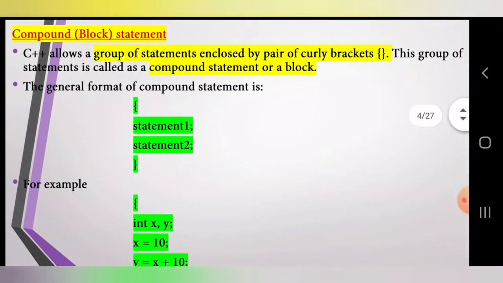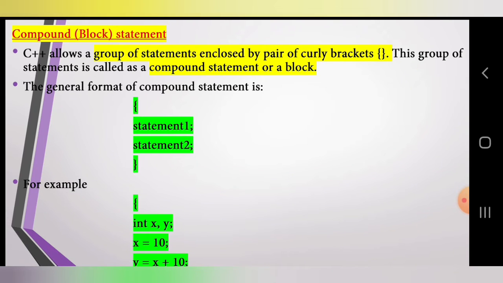Another one is the compound statement. What is the meaning of compound? A group of statements is known as a compound statement. How do we specify a group of statements? In C++ we use curly braces to mention a set of statements. This group of statements is called a compound statement or a block.